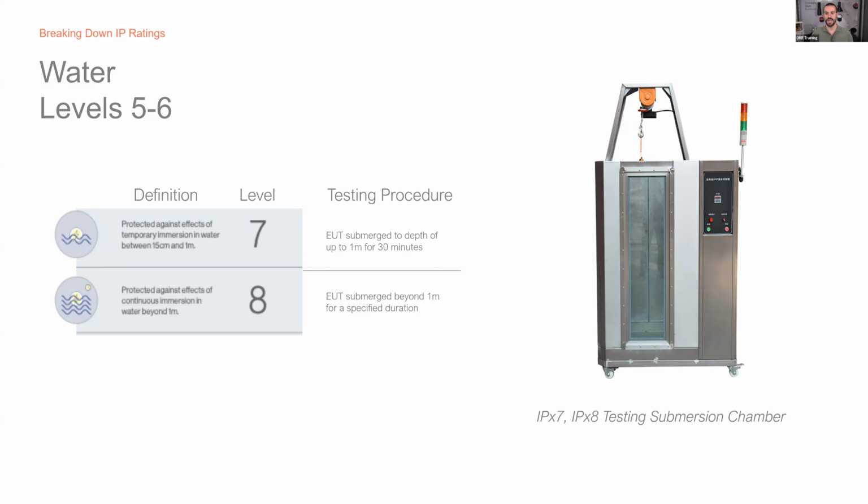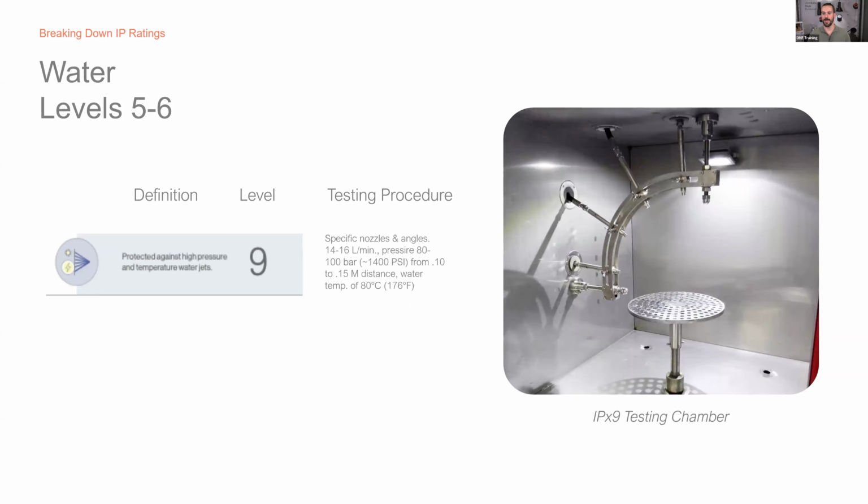Level number 8 is really protected for continuous submersion in water. So the difference between the two of these functionally tends to be more periodic submersion or continuous submersion. In other words, something that's made to be fully submerged all the time. So level number 8 is submerged beyond 1 meter for a specified duration from the requester. So it just goes a little bit further in that way.